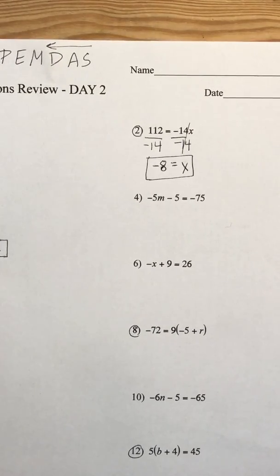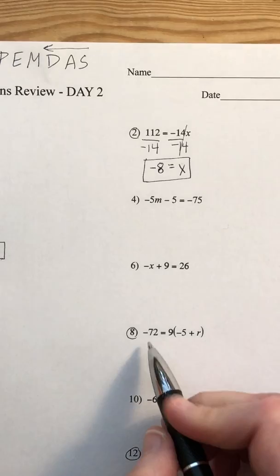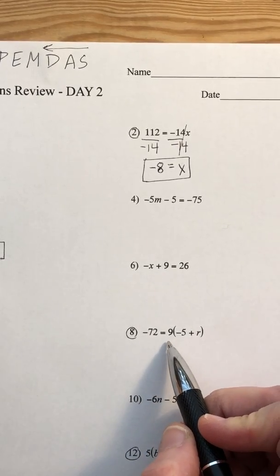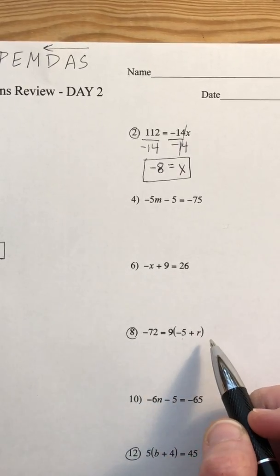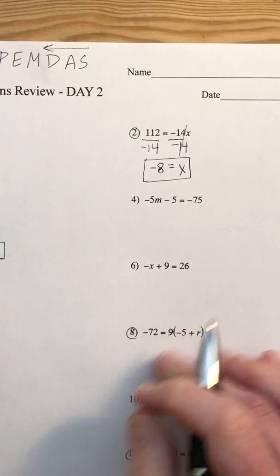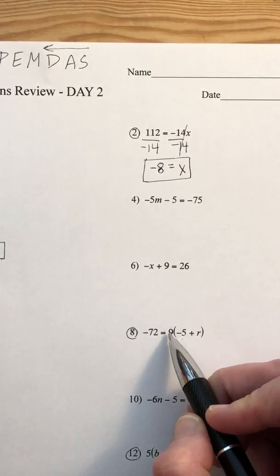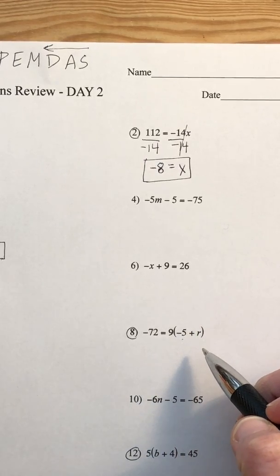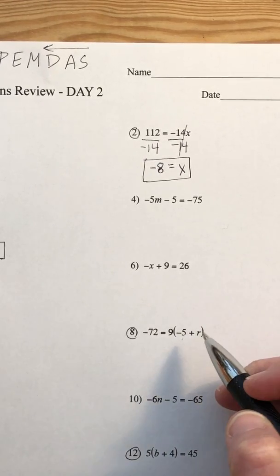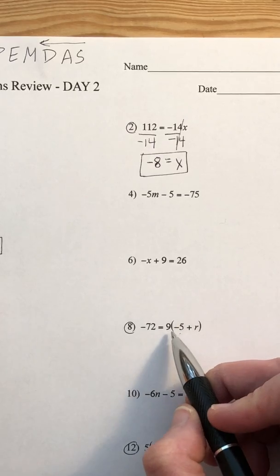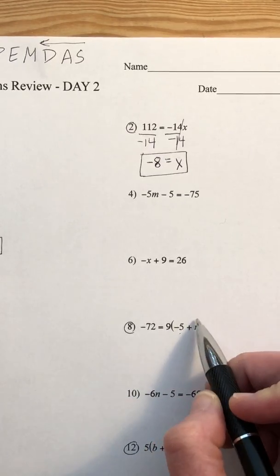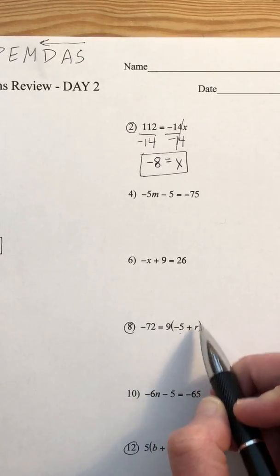All right, so on number 8, we have negative 72 equals 9 times negative 5 plus r. So there are a couple different ways to approach this. You could distribute your 9 to the negative 5 and to the r, but let's try it the way that Mr. Larson started us on yesterday. Think of this as 9 multiplying by this whole thing, negative 5 plus r.